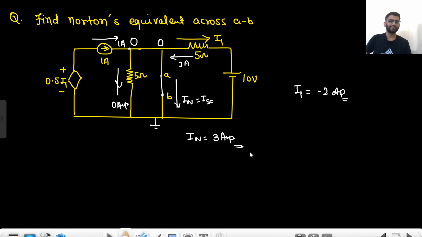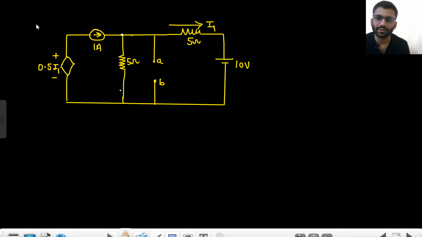That's it. Okay. Now you need to find RTH, or equal to RN, you need to find. So how will you find? I will just copy this circuit. So this was our circuit, and you need to find RTH, that is equal to RN.